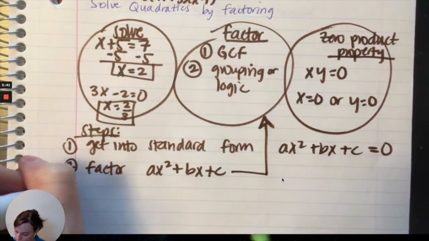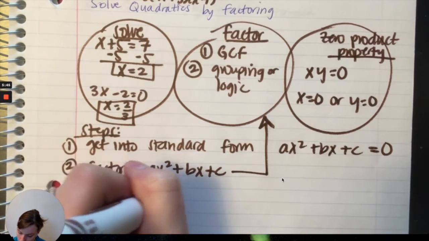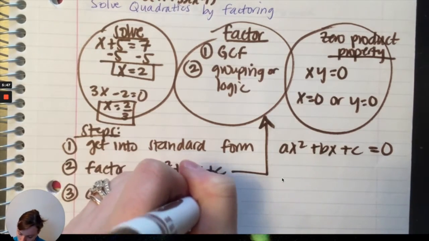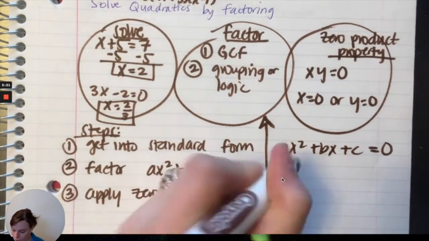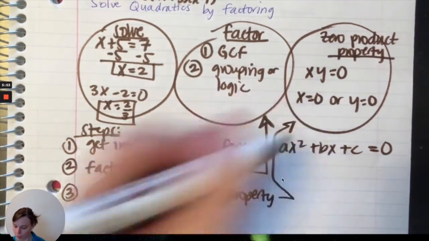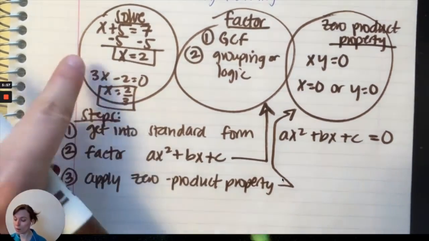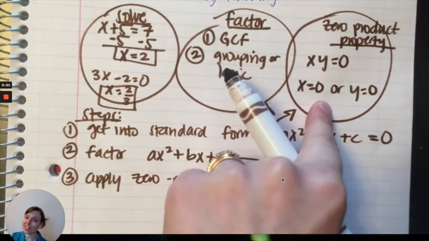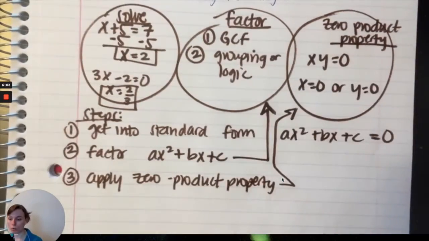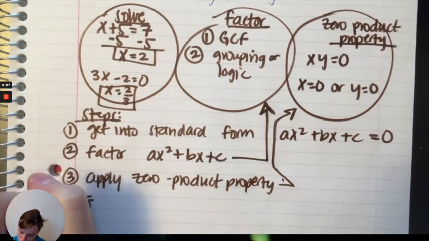And then our third step is to apply the zero product property, which is that guy. All right, so those are the steps that we are following. You already know this one. You already know how to do this one. And you already knew this, you just didn't have it labeled in your head yet. So now we're going to do 2 examples.